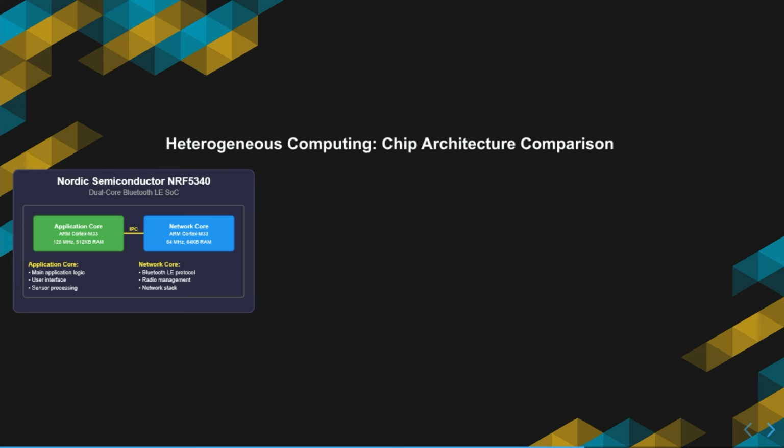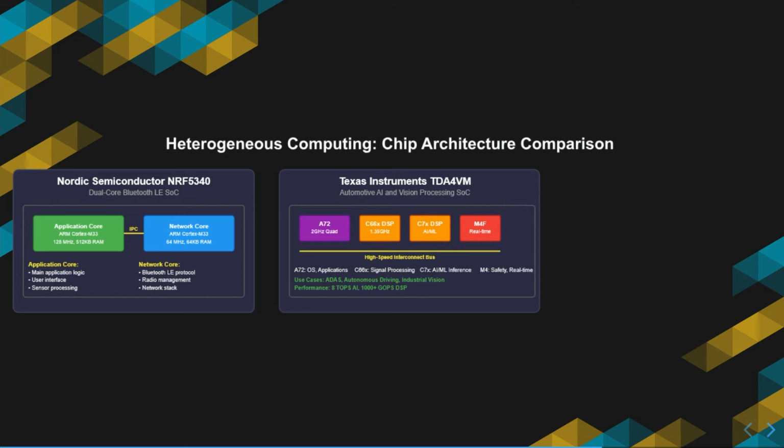Next, we have the Texas Instruments TDA4VM. This is much more complex and is designed for automotive AI and visual processing. It has an ARM Cortex-A72 quad core running at 2 GHz for the operating system and applications. You could run mostly Linux. Then it has 2 DSP cores, those are digital signal processing cores, a C66x for signal processing and a C7x specifically for AI and machine learning inference, plus a Cortex-M4 for real-time safety functions. They're all connected by a high-speed interconnect bus. This delivers 8 TOPS, trillion operations per second of AI performance and over 1000 giga operations per second of DSP performance.